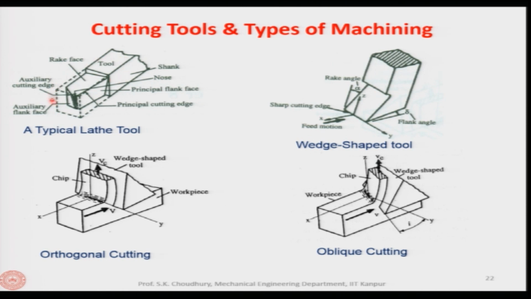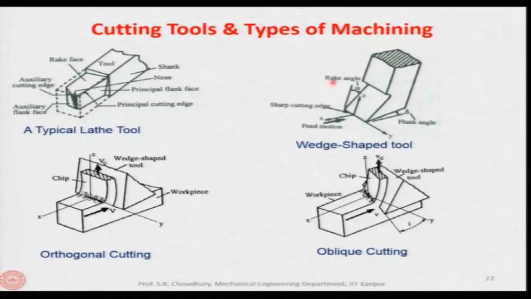Now, if we see the lathe tool, this is quite complicated because this is a 3D, three-dimensional diagram. To represent or analyze the tool in a two-dimensional sketch is easier. So, in most of the analysis in the books you can see, and we will also take the example of the wedge shape tool. This is called the wedge shape tool.